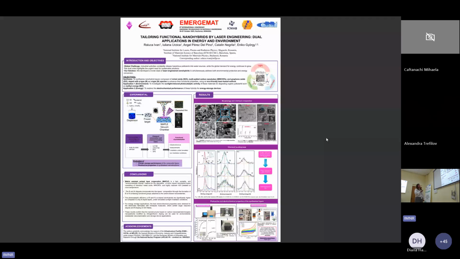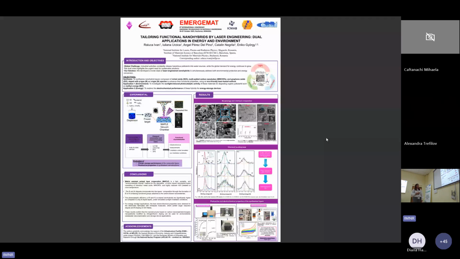Initially, we prepared dispersions of our commercial materials. Then these dispersions were sonicated and cooled down until solidification in liquid nitrogen. And then our frozen target was put inside the deposition chamber, and we irradiated it with the aid of a pulsed UV laser.